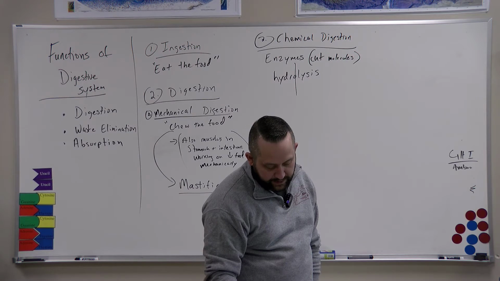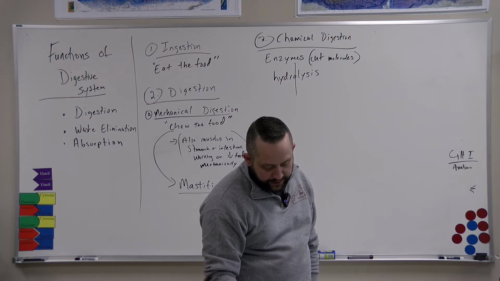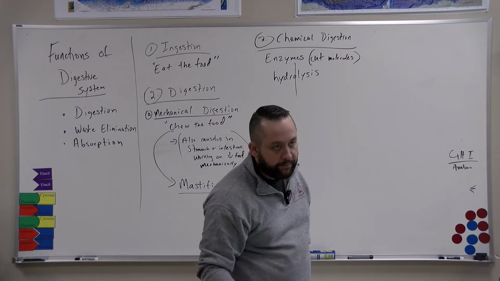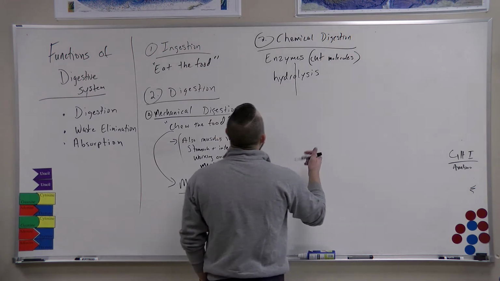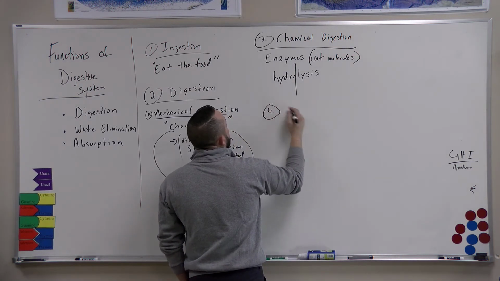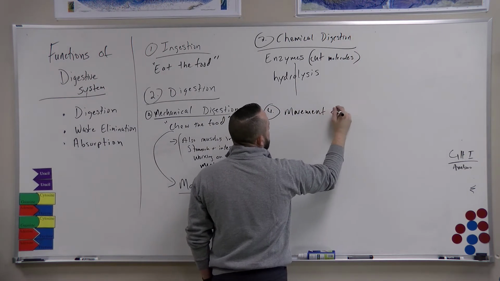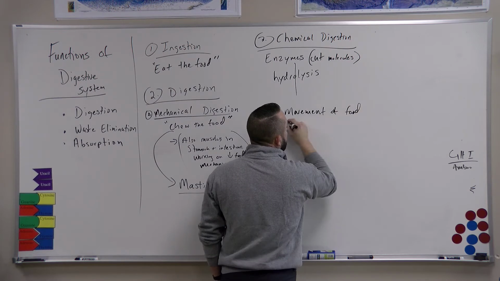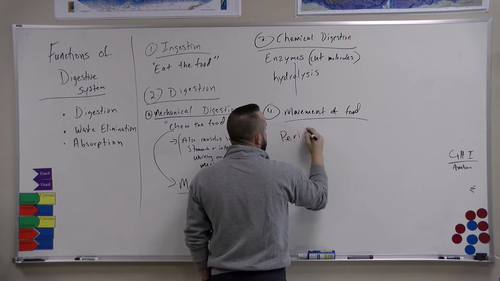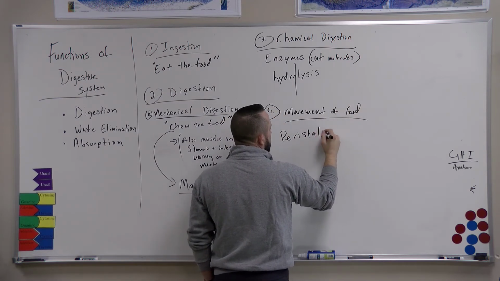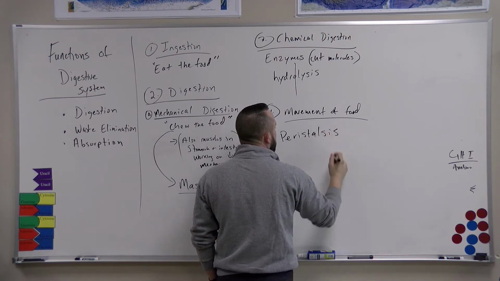And then mixing movements occur in the stomach as a result of smooth muscle contraction. These repetitive contractions mix the food particles and enzymes and other fluids, and then movements propel food through the digestive tract called peristalsis. Okay? So there's movement of food, and peristalsis is an important word. You'll hear it again. We've already heard it a couple times.